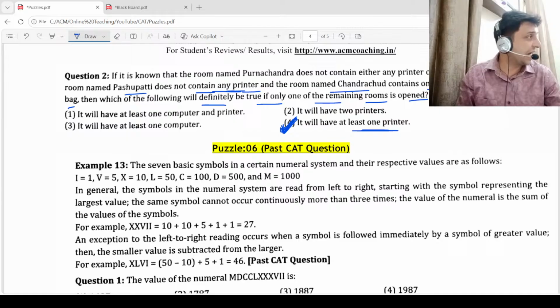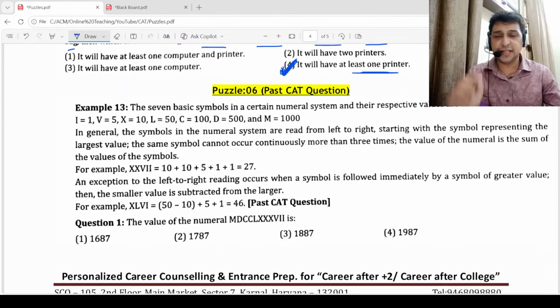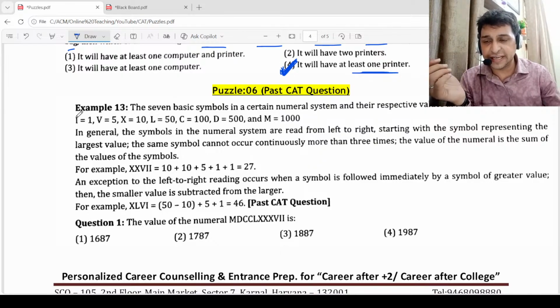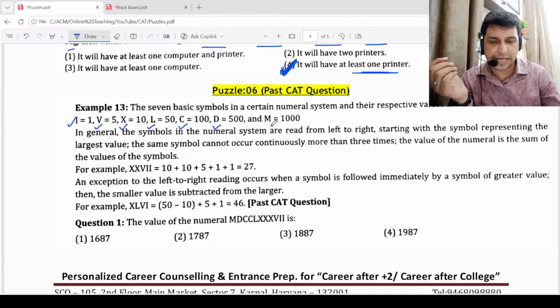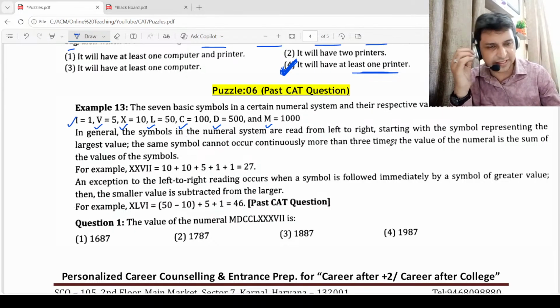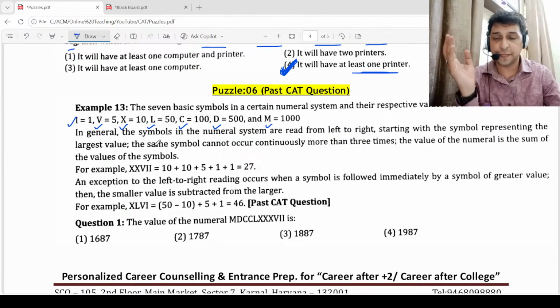The next puzzle is from CAT. It says there are 7 basic symbols. Now, this is the Roman numeral system that you know, where I is equal to 1, V is equal to 5, X is 10, L is 50, C is 100, D is 500, M is 1000. In general, the symbols in the numeral system are read from left to right, starting with the symbol representing the largest. So, they're explaining the Roman system.